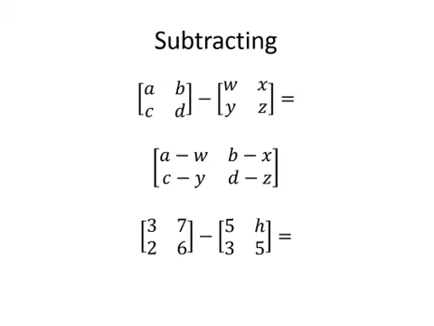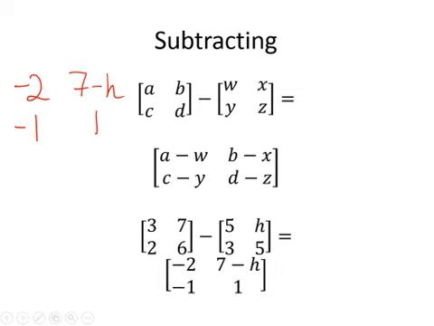All right, subtracting, same thing, except instead of adding the two numbers together, you are subtracting. So make sure you watch out for those negatives. Remember, if you subtract a negative, you're adding the numbers together. So we go A minus W, B minus X, C minus Y, and D minus Z. So 3 minus 5 is negative 2. 7 minus H would be 7 minus H. 2 minus 3 is negative 1. 6 minus 5 is 1.